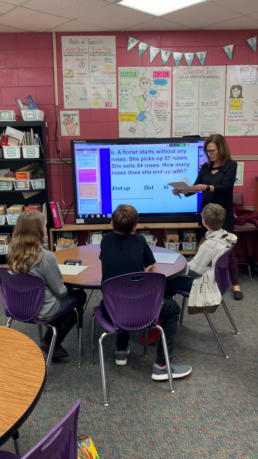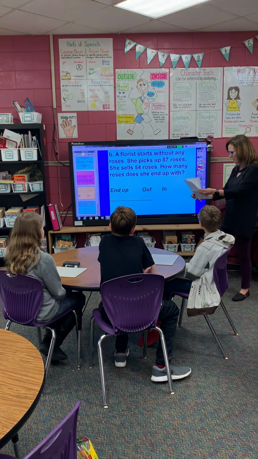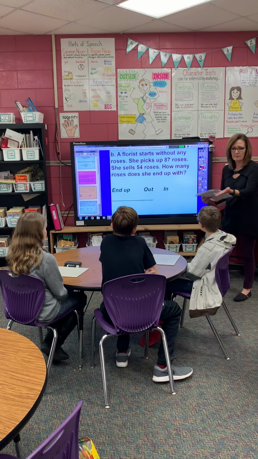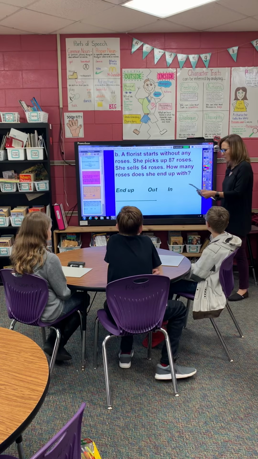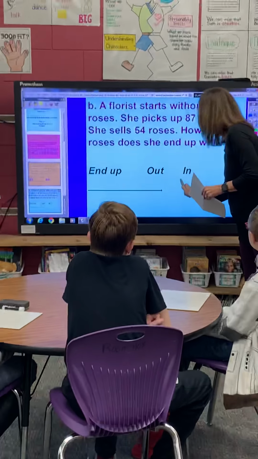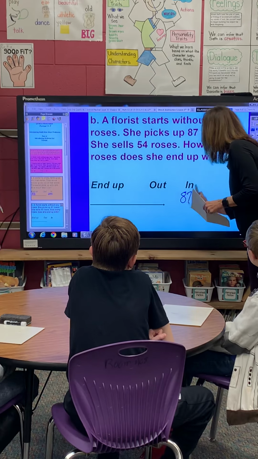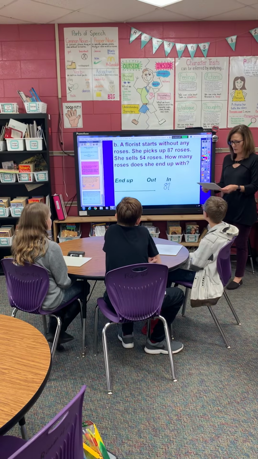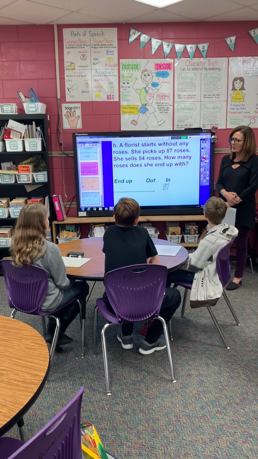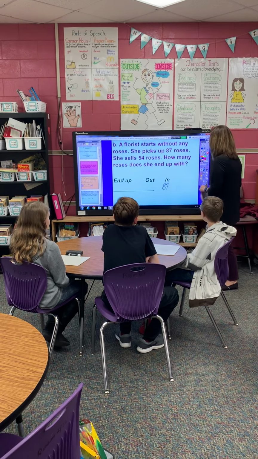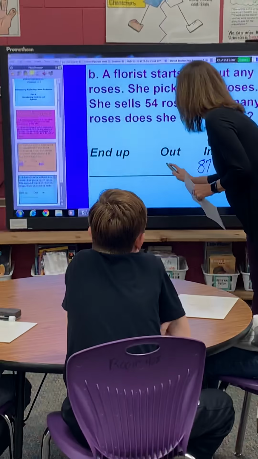In this problem, this florist starts without roses and then she picks up some roses. How many roses does she pick up? 87. Very good. So I'm going to write 87 under the N in the number family. The florist then sells some of these roses. How many roses does she sell? 54. So I'll write 54 under the out in the number family.